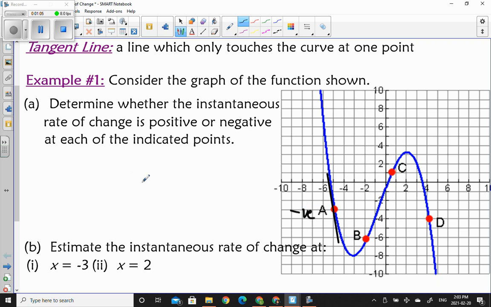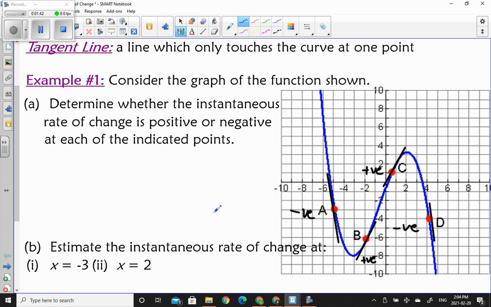Okay, and then at point B, if I were to try and draw a tangent to the curve at B, it would be something like this, and the slope would be positive right here at B, right? Similarly, at point C here, if I were to draw a tangent line to the curve at C, that would be a positive slope. And at D, just by looking at it, the line that would be tangential to the curve at point D would have a negative slope.